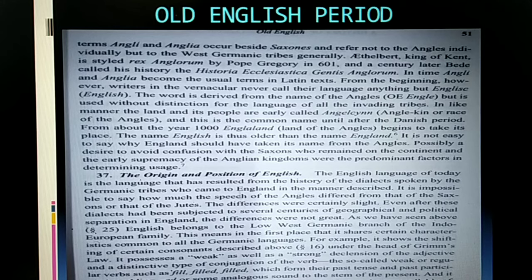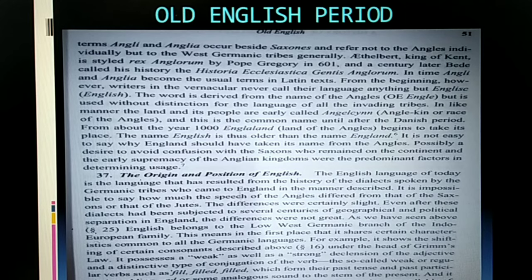From about the year 1000, Inglaland, land of the Angles, begins to take its place. The name English is thus older than the name England. It is not easy to say why England should have taken its name from the Angles, possibly a desire to avoid confusion with the Saxons who remained on the continent, and the early supremacy of the Anglian kingdoms were the predominant factors in determining usage.